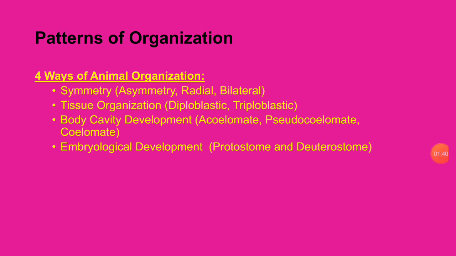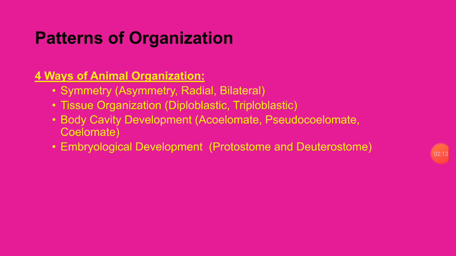Next, we are going to study the patterns of organization. There are four ways of animal organization. First one is symmetry. Basically, there are three types of symmetry: asymmetry, radial, and bilateral symmetry. There is one more type, that is spherical symmetry. Next one is tissue organization, that is diploblastic and triploblastic. Next one, body cavity development, that is acoelomate, pseudocoelomate, and coelomate. Embryological development, that is protostome and deuterostome.